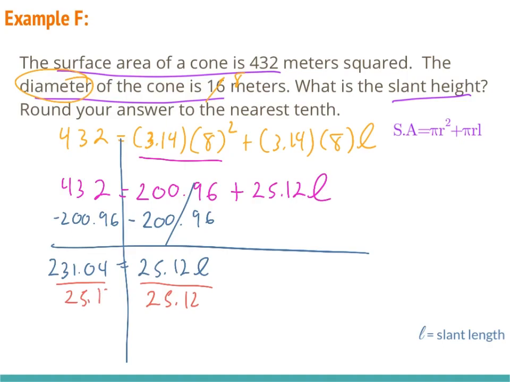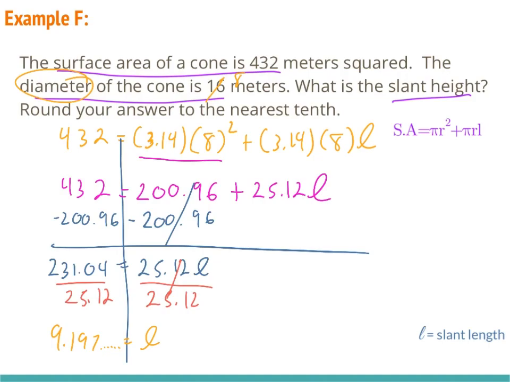We're going to do that on both sides of our equation. So again, 25.12. These are going to cancel. Bring down my L. 231.04 divided by 25.12 is going to bring us 9.197, on and on and on.